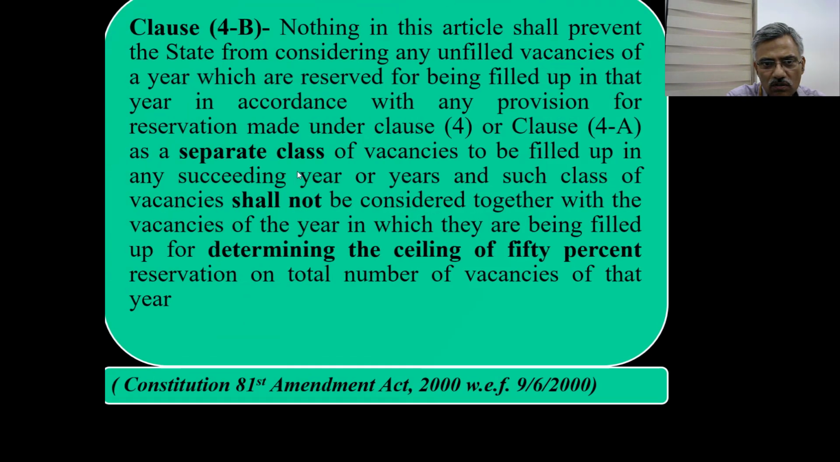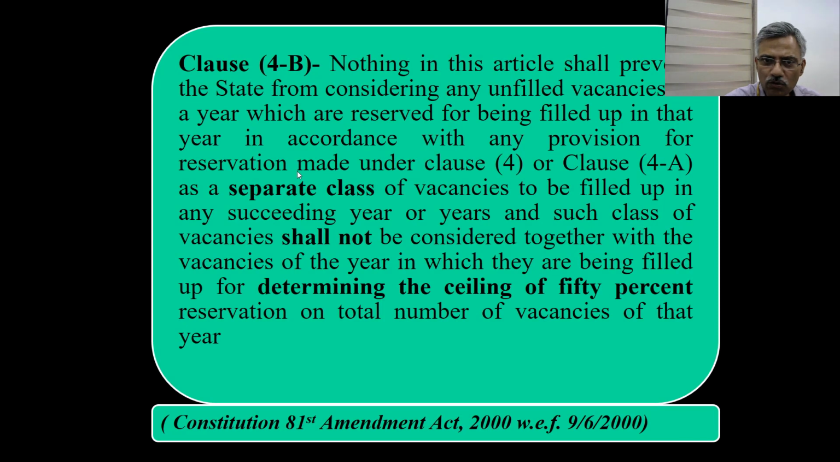The 50% rule which the Supreme Court held was again neutralized by inserting clause 4B, and it said that any vacancy of scheduled caste, scheduled tribe which was not filled up in the previous year will be treated as a separate class of vacancies and shall not be considered together with the vacancies of the year in which they are being filled up. So the 50% limit was neutralized by clause 4B, and the promotion was neutralized by insertion of clause 4A.